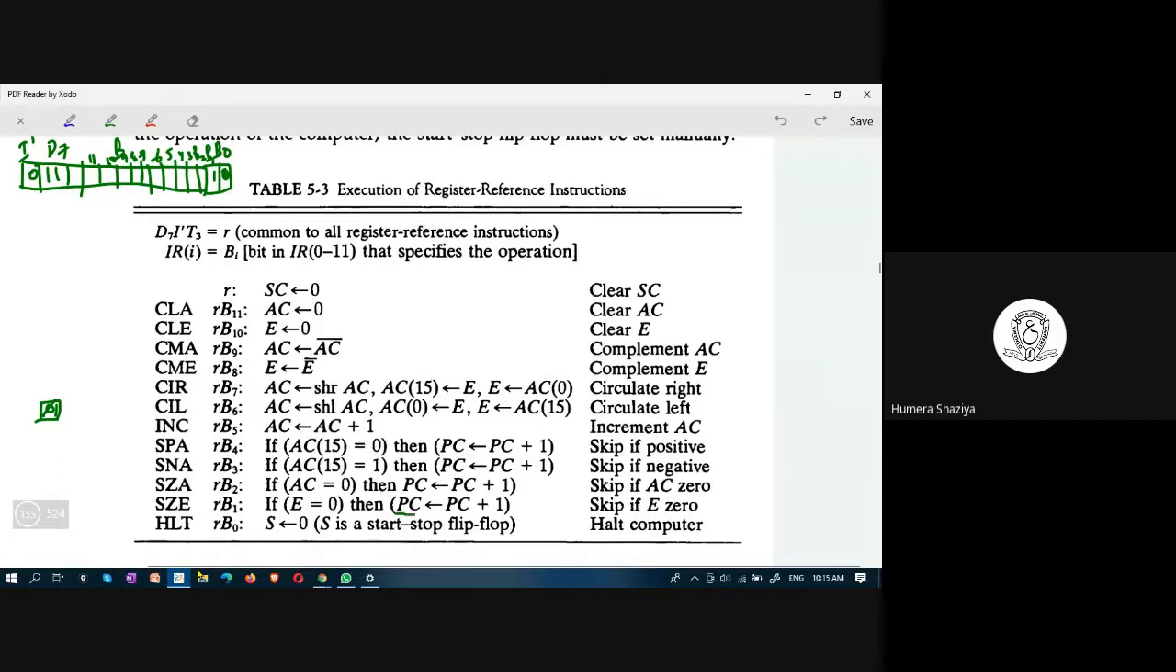What is PC? Quickly, can anyone tell me? Program counter, ma'am. Yeah, very good. What is the use of it? It stores the address of the instruction, ma'am. Very good. It stores the address of the instruction.